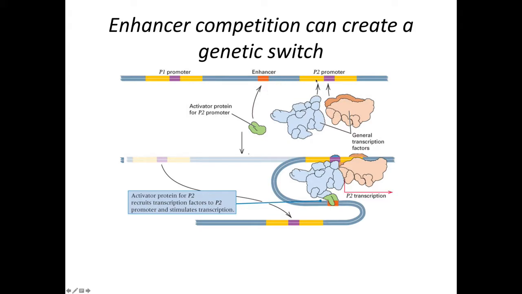of a different gene. So in this particular case, an activator protein for a different promoter occurs, and then the same type of thing occurs. TF2D complex binds to the TATA box, and then you get the RNA polymerase holoenzyme. Again, now we have driving the expression of P2. So this is basically a way in which you can have a single enhancer generate a genetic switch depending on which type of proteins are bound to it.